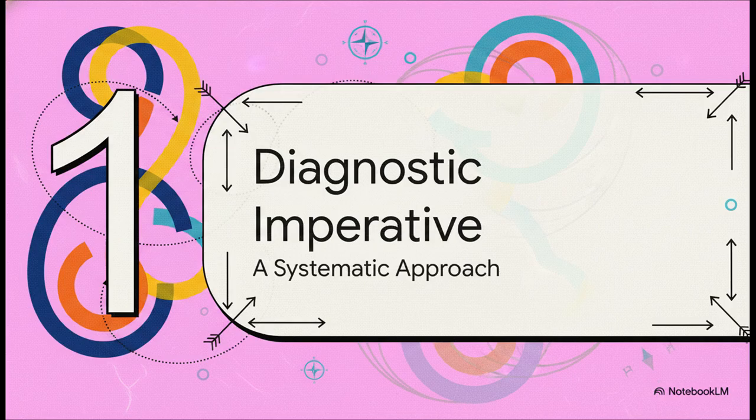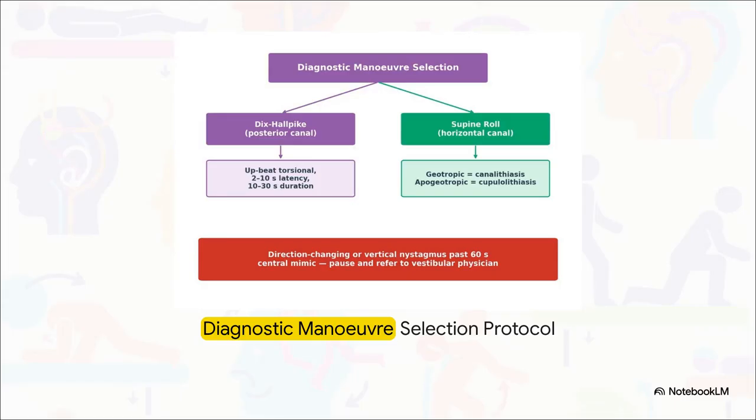Let's dive into why a systematic diagnostic approach is basically non-negotiable. And this brilliantly illustrates the decision tree we use. It's the absolute backbone of your assessment. Right at the top, you can see how we branch into two primary tests. Over on the left, we've got the Dix-Hallpike for the posterior canal. On the right, the supine roll for the horizontal canal.